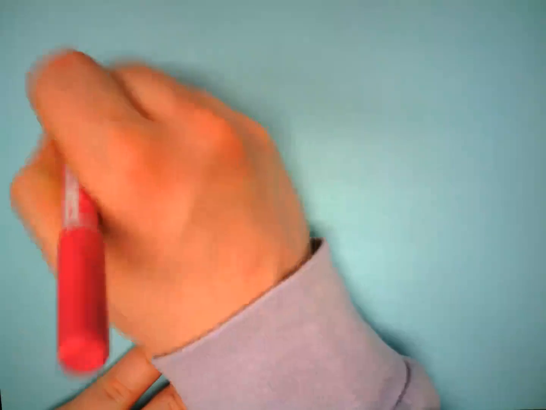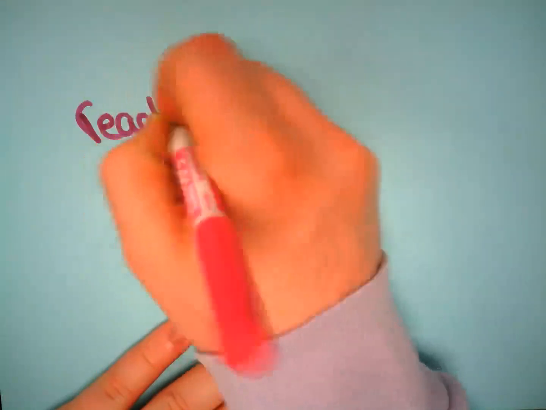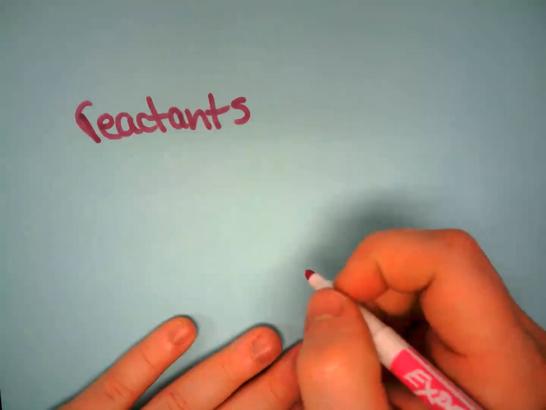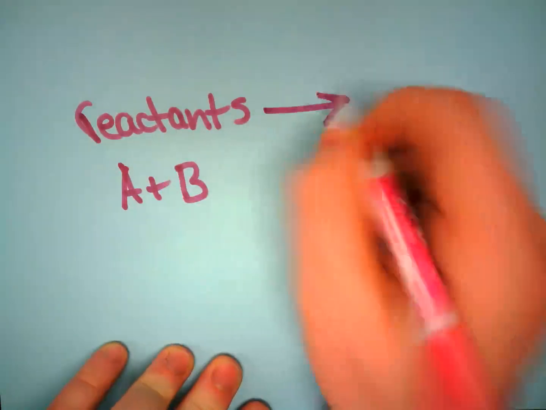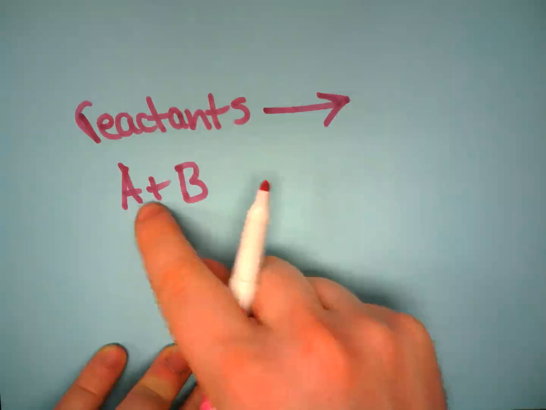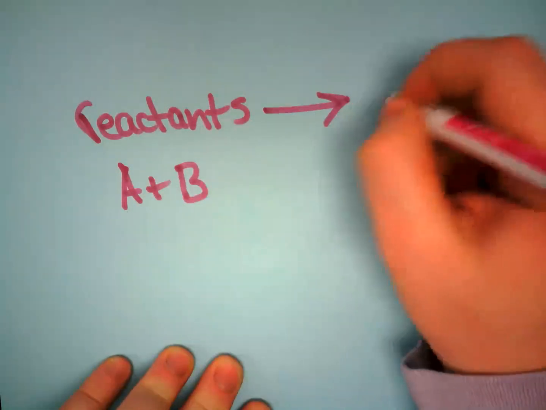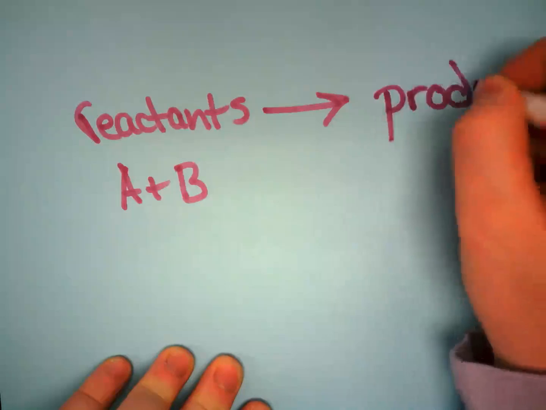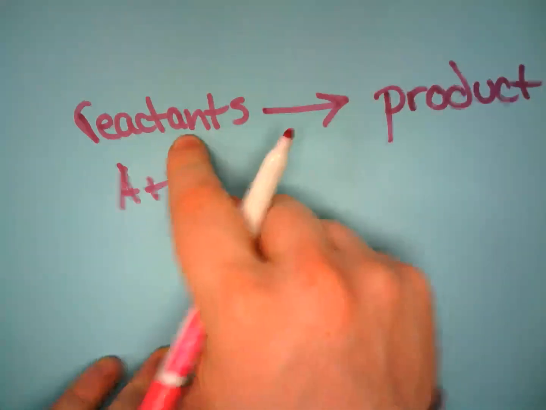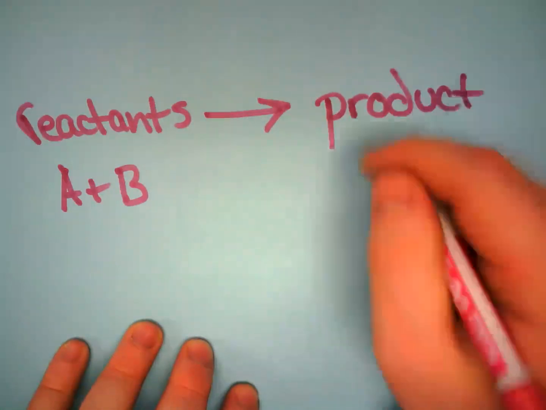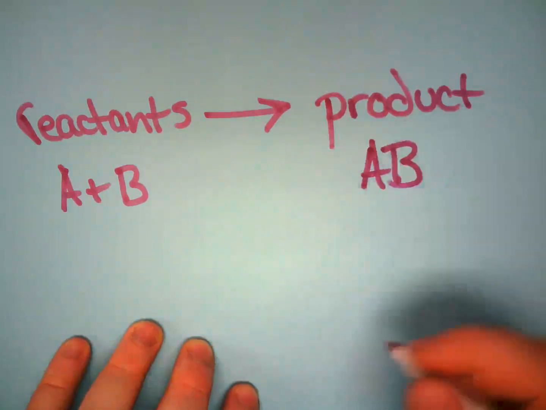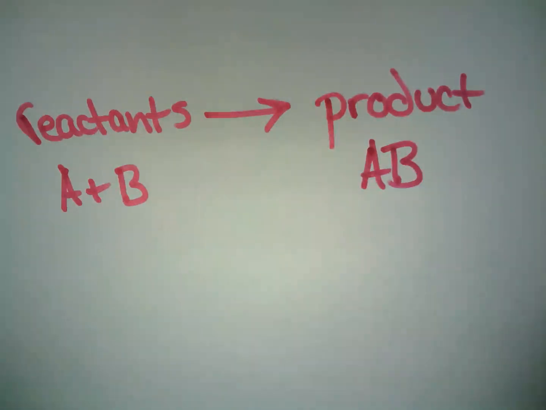How is a chemical equation set up? Remember, a chemical equation is set up like this. You have reactants on one side, so this would be like A plus B. You have your yield sign, which is the chemical reaction that combines A and B, and then that produces your product. So you have reactants over here and product over here, and your product in this case would be like AB.